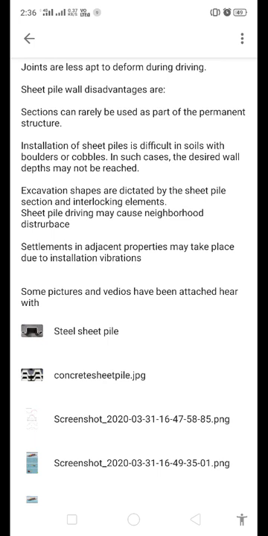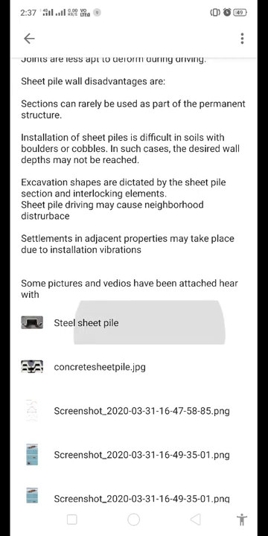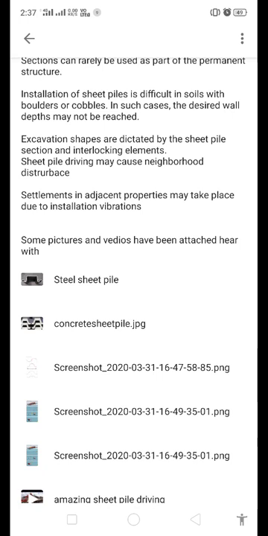Sheet pile driving may cause neighborhood disturbance. Due to the excavation, the neighborhood can have some problems because there will be chances of vibration, so obviously there will be disturbance. Settlement in adjacent properties may take place due to the installation and vibrations. Obviously, vibrations will cause settlement of the surrounding soil, so some problems may occur.